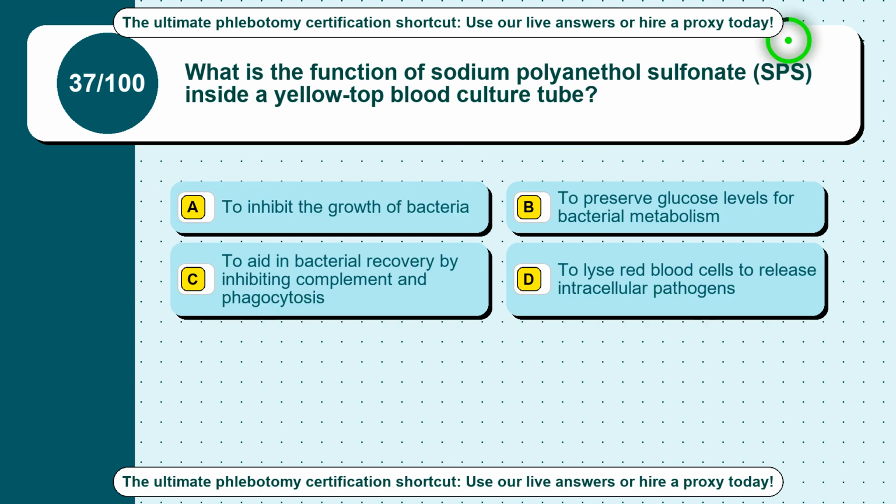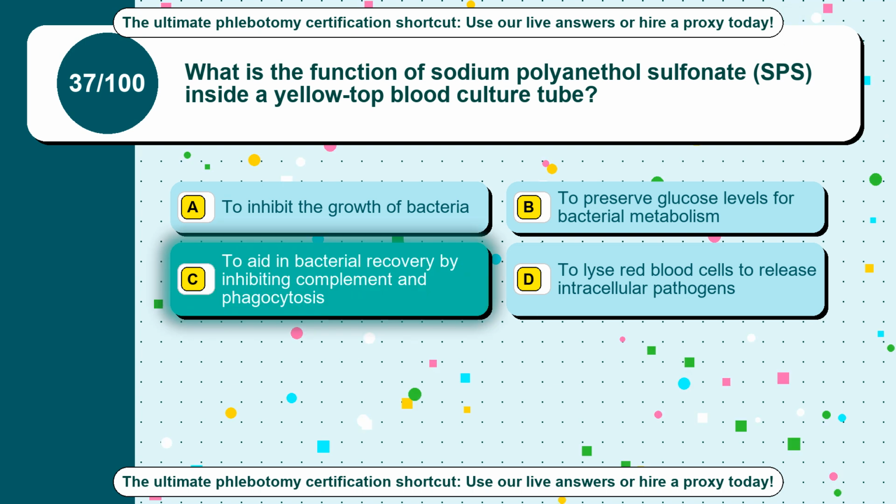Question 37. What is the function of sodium polyanethol sulfonate, SPS, inside a yellow top blood culture tube? Option A. To inhibit the growth of bacteria. Option B. To preserve glucose levels for bacterial metabolism. Option C. To aid in bacterial recovery by inhibiting complement and phagocytosis. Option D. To lyse red blood cells to release intracellular pathogens. The correct answer is option C.